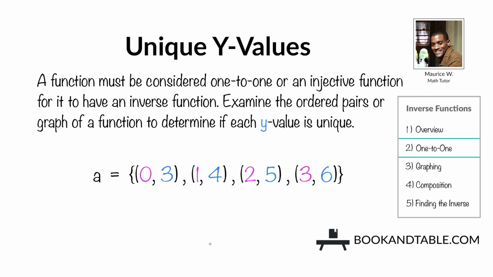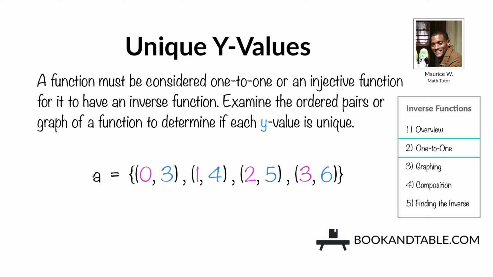A function must be considered one-to-one, or an injective function, for it to have an inverse function. Examine the ordered pairs or graph of a function to determine if each y value is unique. So the concept of a function being one-to-one is tied to the idea that each input value, or each x, is attached to a unique y value.